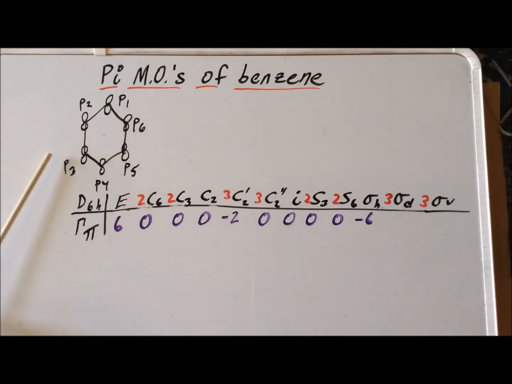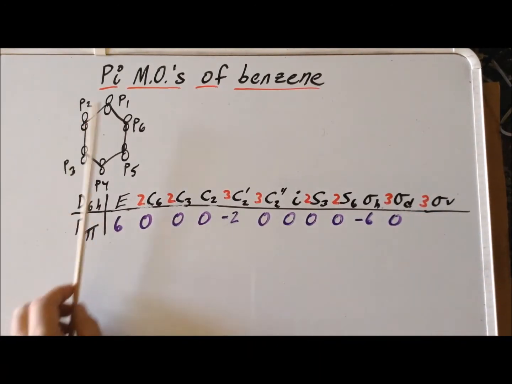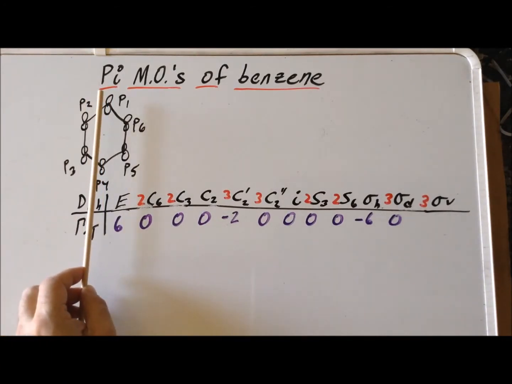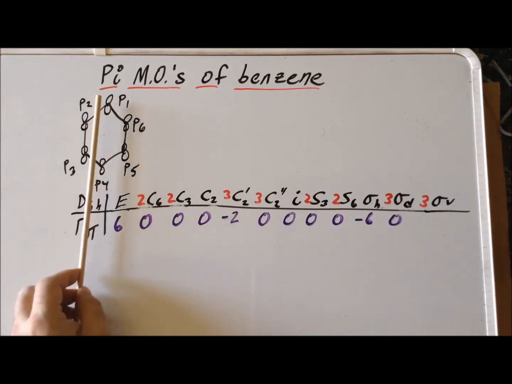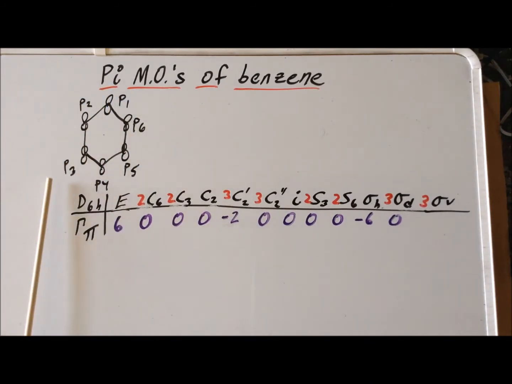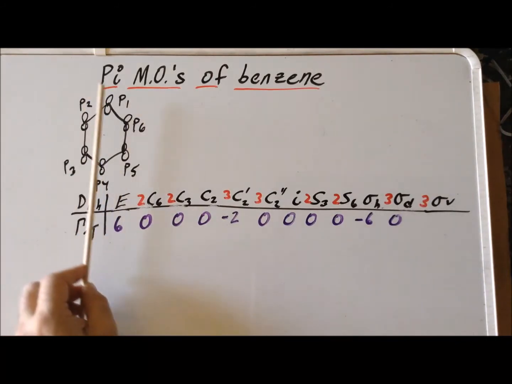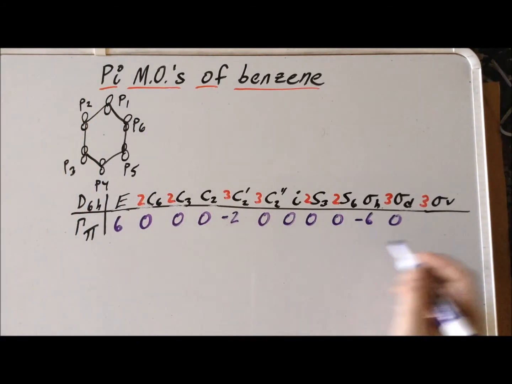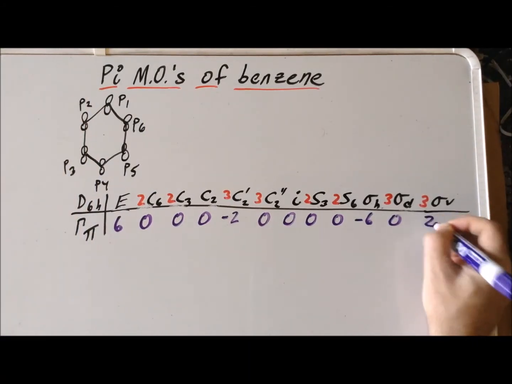P2 goes to P5, P3 goes to P4, for example. So therefore, the number of orbitals that don't move is equal to 0. Lastly, for our σV, σV is the mirror plane that goes through atoms of the ring. So it takes P1 into P1, P4 into P4, P2 to P6, and P3 to P5. So since P1 and P4 stay in the same position, they don't move, our character for this particular class is going to be a 2.